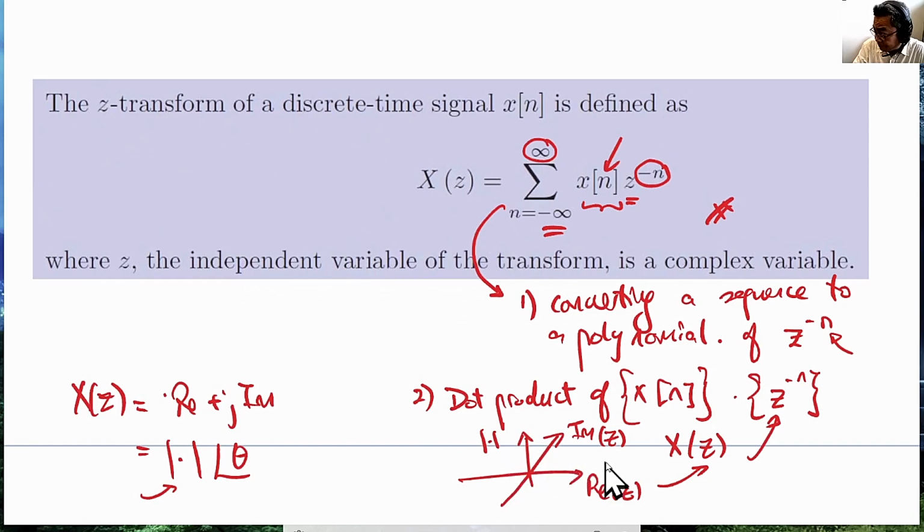So I repeat, in the interpretation of dot product, we are dotting the x sequence with a sequence of z to the power of minus n, which is a complex exponential. When we have the dot product, out comes a complex number. This complex number can be converted to magnitude and phase, which then can be plotted. Typically, we plot against the z plane, against the magnitude, or against the log magnitude. And hence, in conclusion, the Z transform converts a sequence into a surface over the z plane of magnitude and phase.